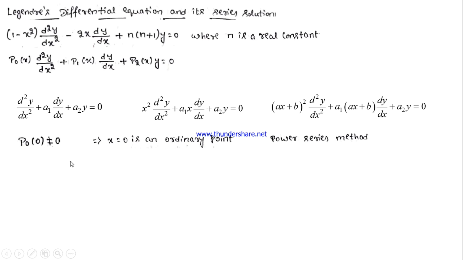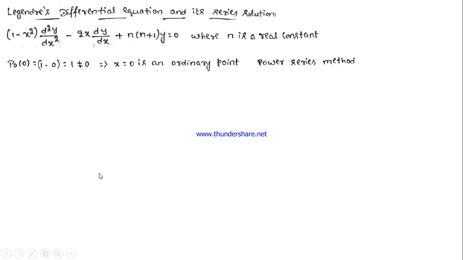But in this chapter, we are not interested in talking about any problems of this kind. We are interested in only one problem, that is Legendre's equation. Let me check what we have for p naught of 0. In this case, p naught of x is given by 1 minus x square. Put x equal to 0 in it. That gives p naught of 0 is 1, which is not equal to 0. Which means x equal to 0 is an ordinary point, which means power series method is valid in this case.